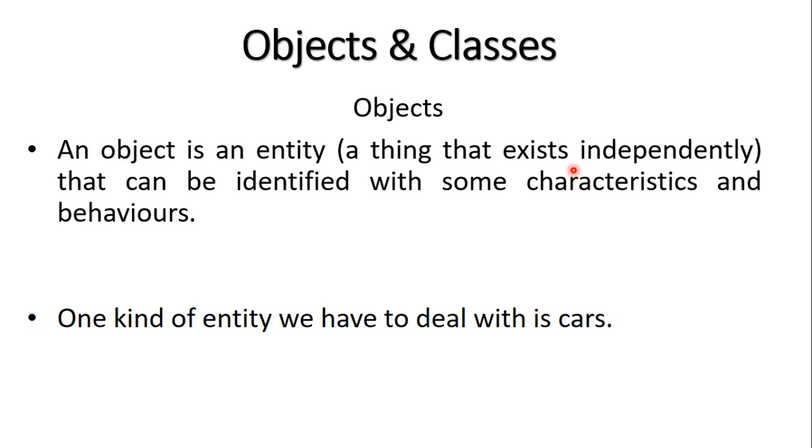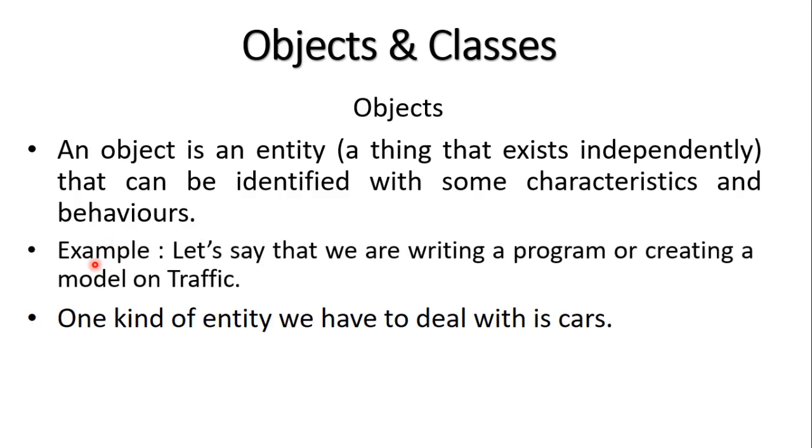If you see a vehicle, a bike, a car, a bus, it is an entity. Anything that exists independently. And so what is an object? An object is an entity that can be identified with some characteristics and behaviors. We'll also be seeing more about this.